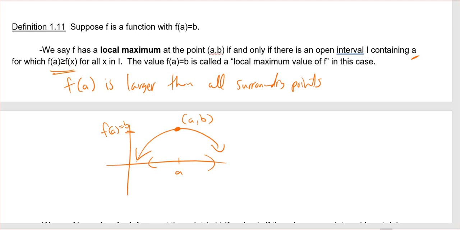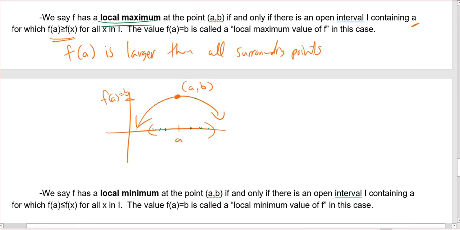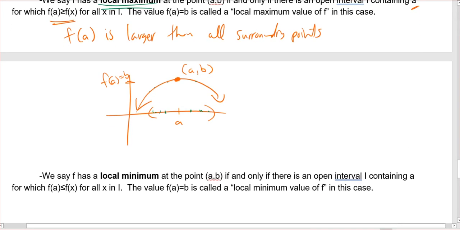Whenever I can take any value in this interval, like anything over here, anything in this interval, is going to give us a function value that is less than b here. So usually this is a pretty intuitive idea. We say local maximum if a point is higher up than all the other stuff around it, right? And this is kind of just a mathy way to write this.